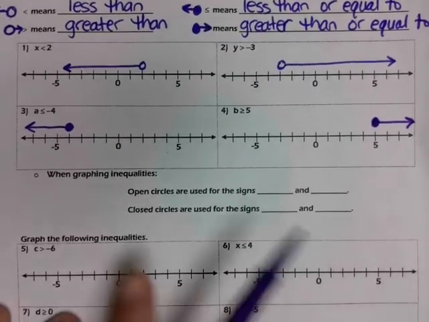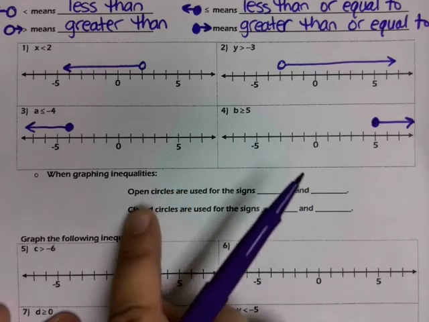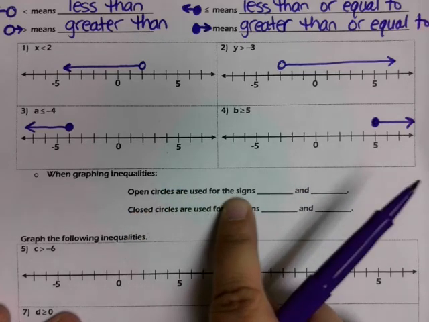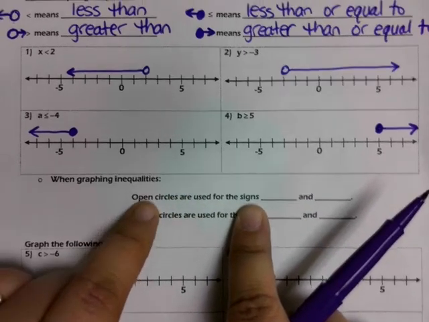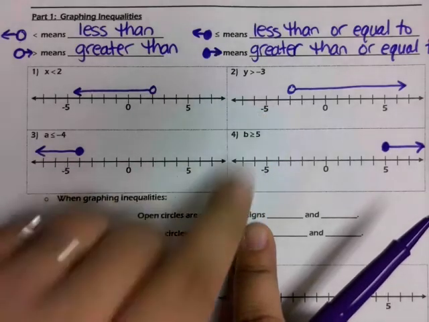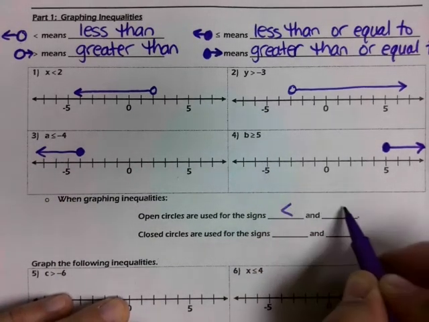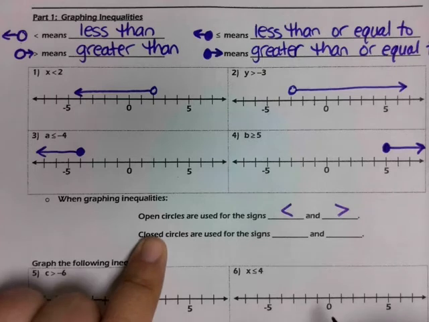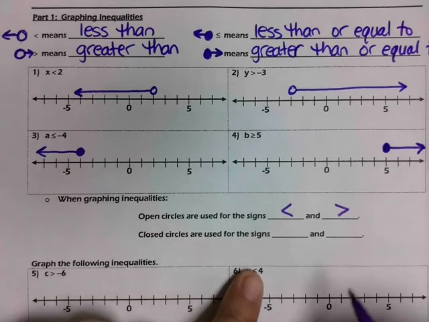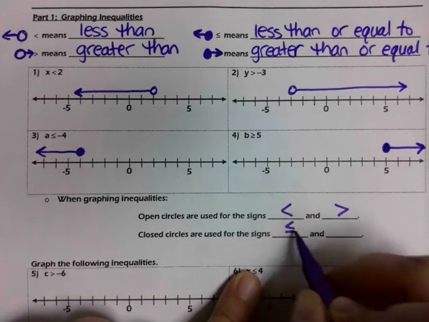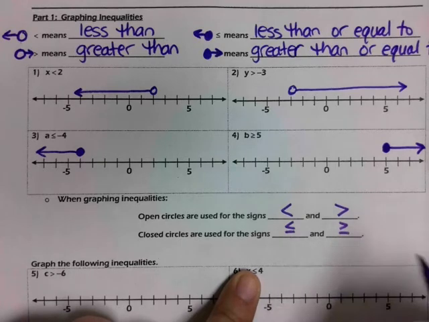All right, so just as a review, when graphing inequalities, open circles are used for the signs less than and greater than. And then closed circles, the shaded in ones, are used for the signs less than or equal to, greater than or equal to.